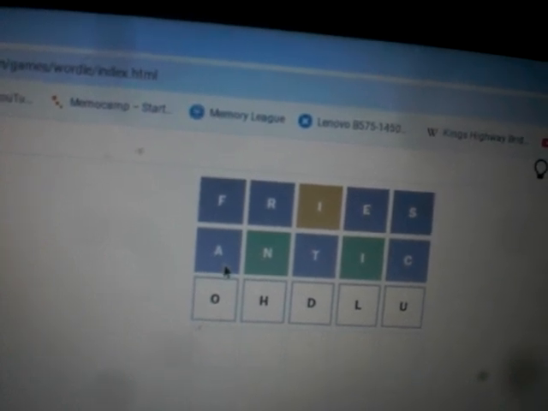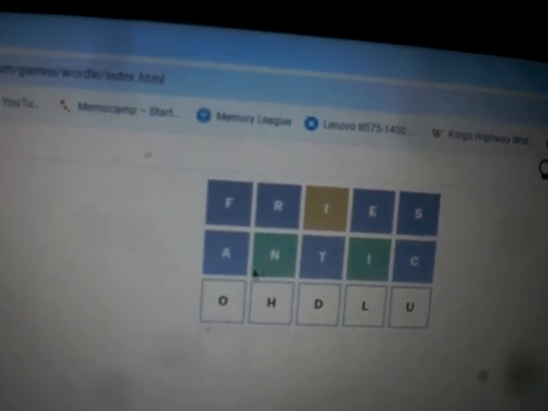Q, R, S, T, U, V, W, X, Y, Z. So it's got to be a vowel. It can't be the A or the E. So it's got to be I, O, or U.